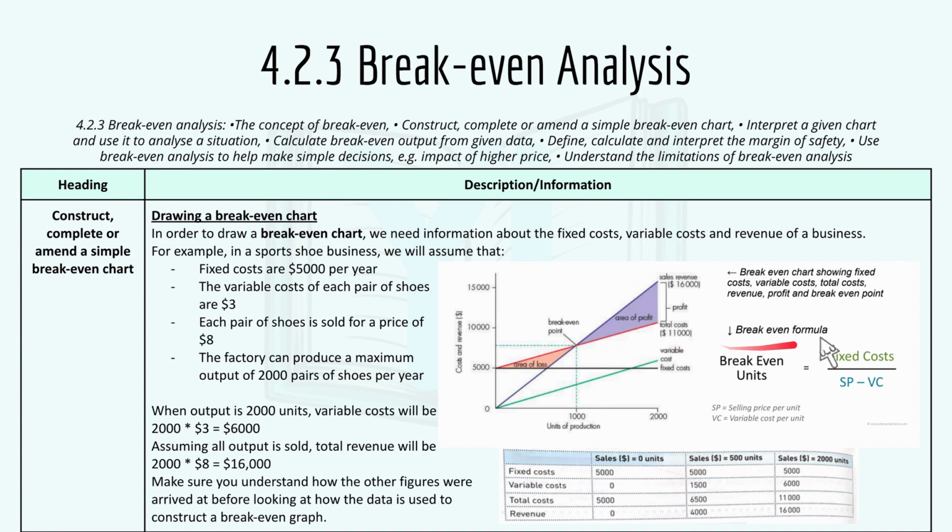And here's the break-even formula. We have the break-even units equals the fixed cost over SP minus VC, whereby SP stands for selling price per unit, and VC equals variable cost per unit.